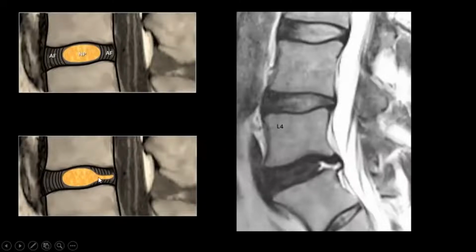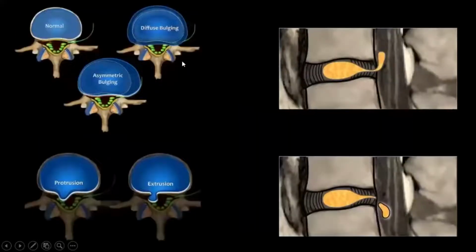So when the disc begins to herniate, it fissures across the annulus fibrosus, which is seen as a T2 hyperintense signal. Now, these disc changes could be diffuse. So you have a diffuse overflowing disc, which is a diffuse bulge. It could be asymmetric or towards one side.